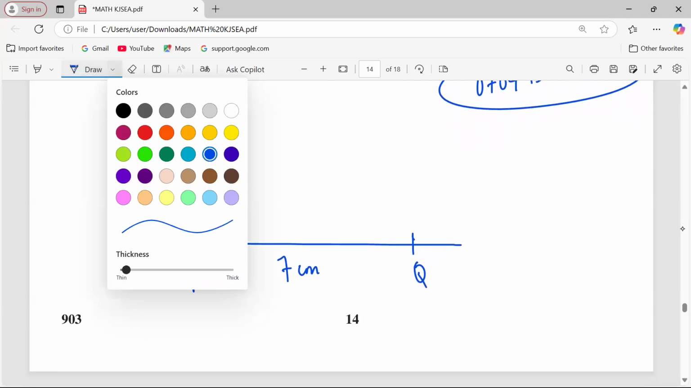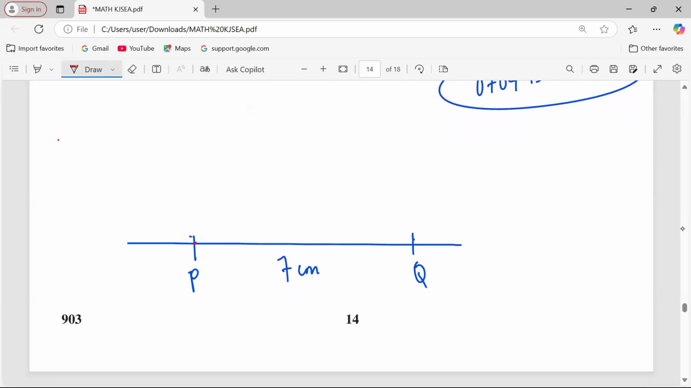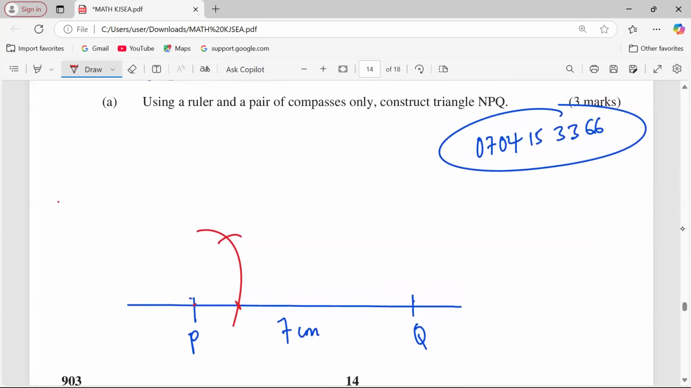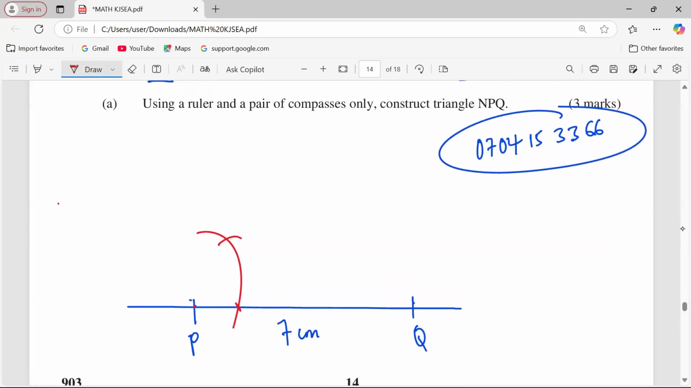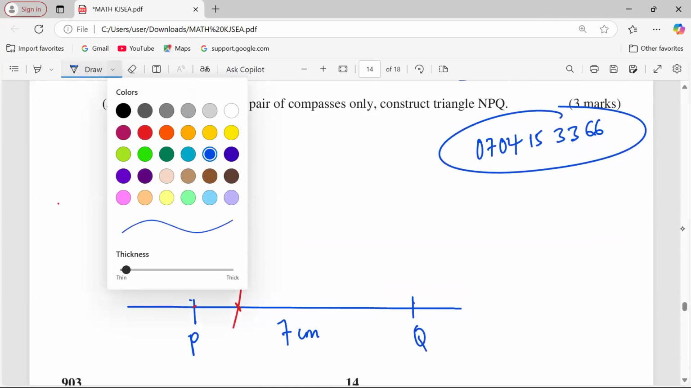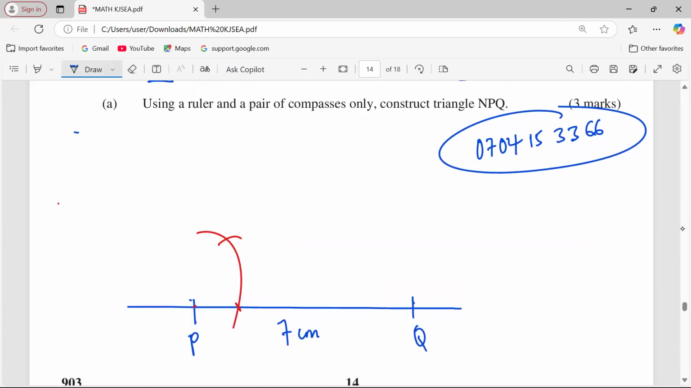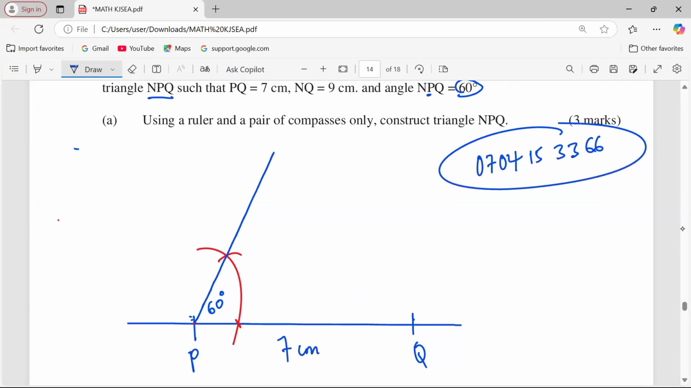So we have to stand at P using a reasonable arc. Standing at P, we make an arc. Then standing where the arc cuts the line, we cut the same arc on the upper side. That means when we connect it to P, we will get 60 degrees automatically. So with 60 degrees now, we can produce the line. That way, it's automatically 60 degrees.